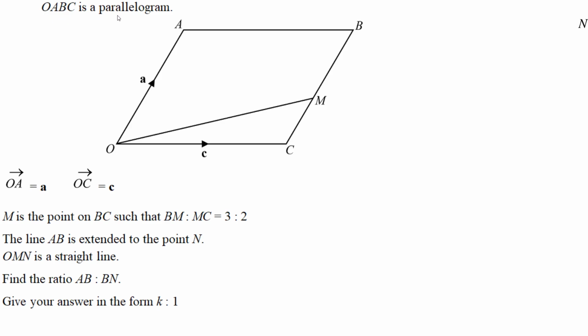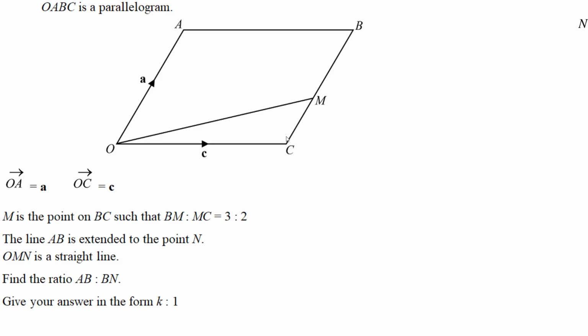Anyways, OABC is a parallelogram. O to A is a, O to C is c. M is the point on BC such that BM:MC is 3 to 2. Okay, so BM:MC. Well, we know that O to A is a. That means B to C is minus a, because these are equal. Okay, and we're going in the opposite direction, so it's minus.